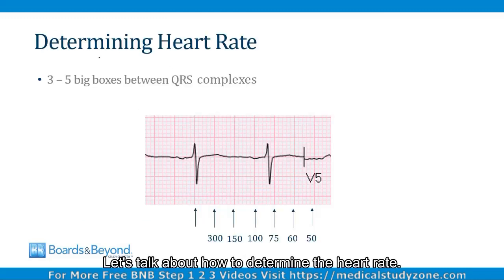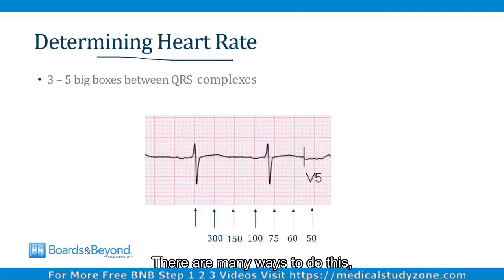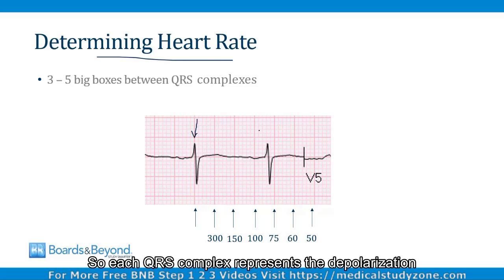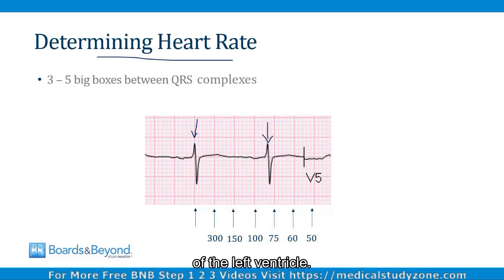Let's talk about how to determine the heart rate. There are many ways to do this, but the way I have always done it is by counting the number of big boxes between 2 QRS complexes. Each QRS complex represents the depolarization of the left ventricle. That's when the left ventricle squeezes, and that's when you can feel the pulse on the patient's radial artery. So the time between 2 QRS complexes is the time between heartbeats, and that can tell you the heart rate.